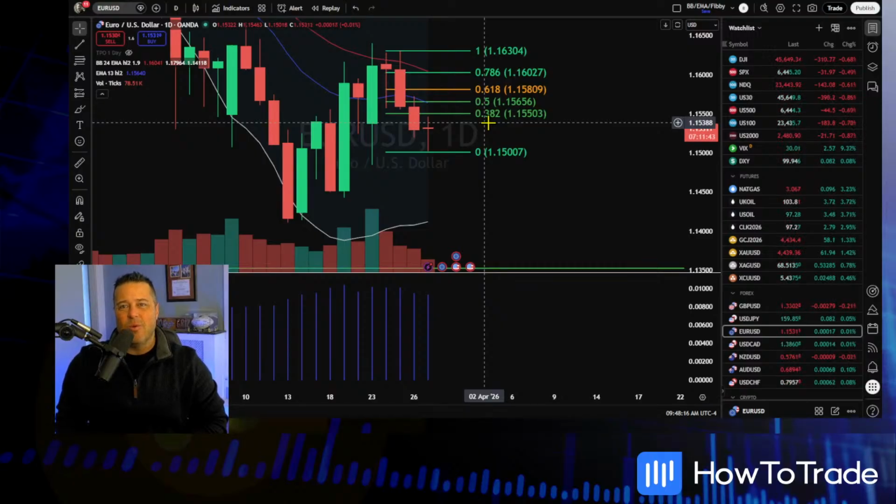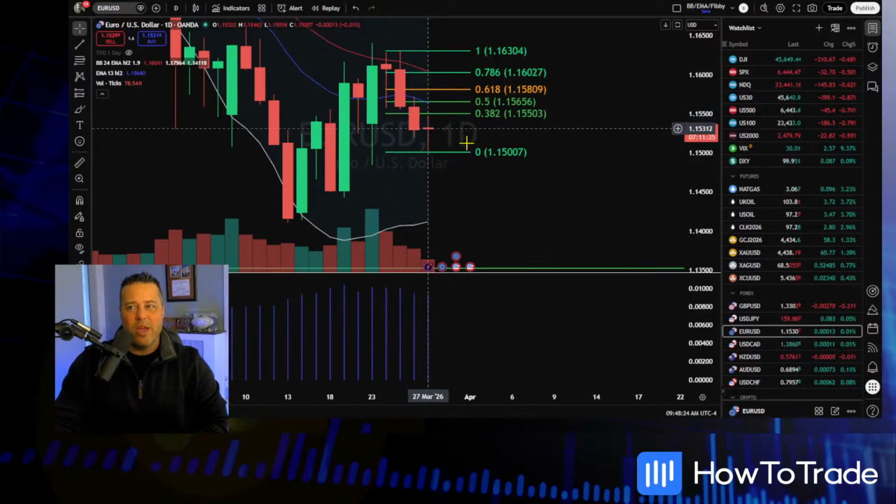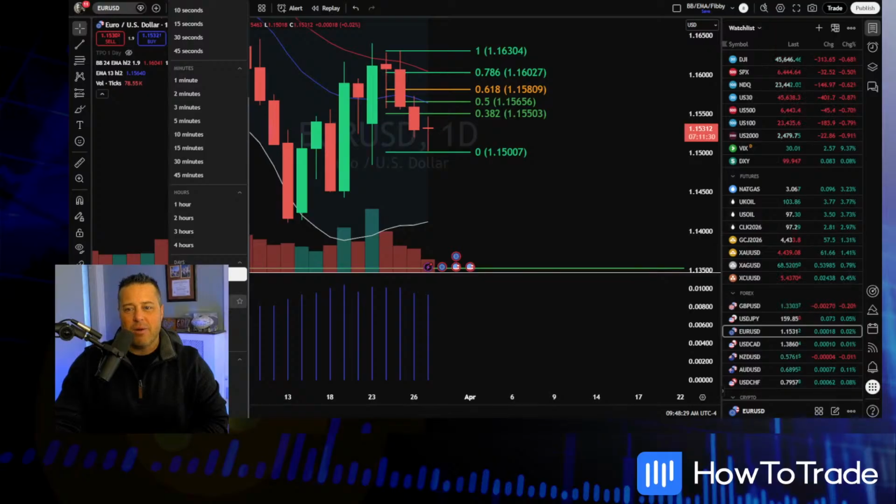Oanda has a 1.6 spread on this Euro USD. That's way too big to try to scalp just 5 or 6 pips. So I don't know, I don't like this at all. I think this is way too tight. I would pretty much look to back off and look for my macro levels here.